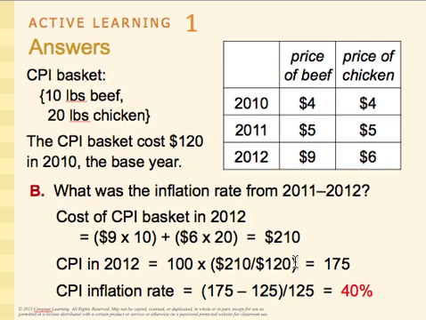Now we can calculate the CPI inflation rate. Whereas before we had a base year in the calculation, we didn't have to make the CPI inflation rate calculation. So we have 175, which is the current year, minus 125, which is the previous year, divided by the previous year of 125. We get a CPI inflation rate of 40%.